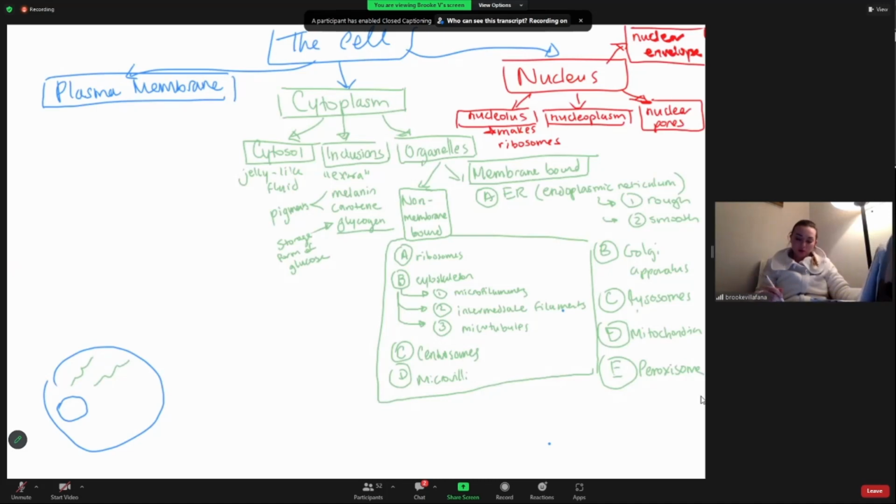All right, so now we go over to the plasma membrane. And for the plasma membrane, the key concepts we talk about are transport.